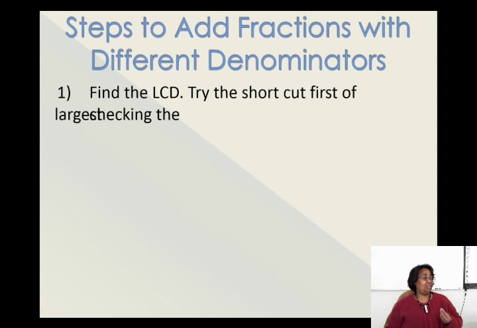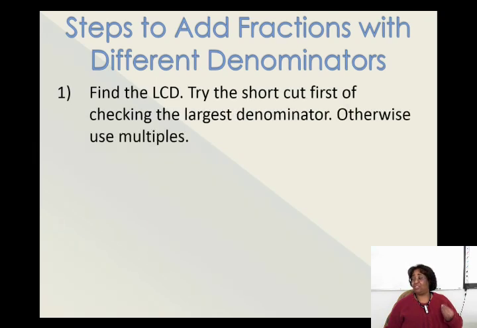If the denominators are different, the first thing you have to do is find the least common denominator. Now remember, LCD stands for least common denominator. Remember, that is the smallest number that both numbers go into. So whatever number all of your denominators will go into, that's your least common denominator. Remember, we found the least common denominator when we were doing fraction concepts by finding the least common multiple.